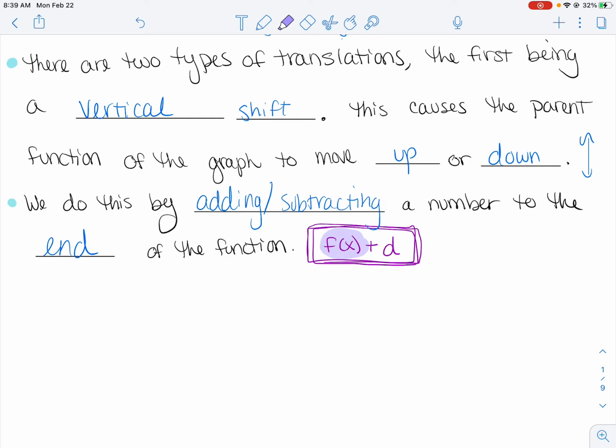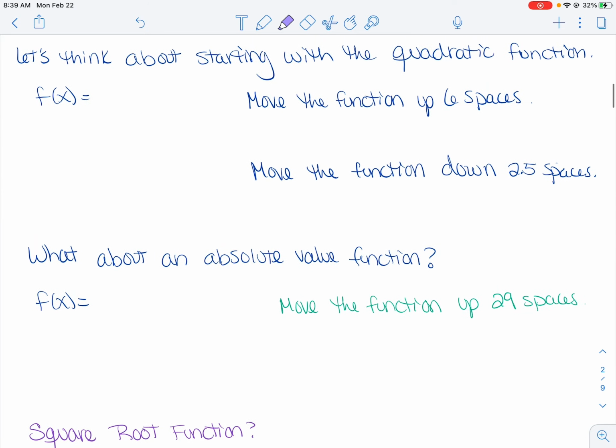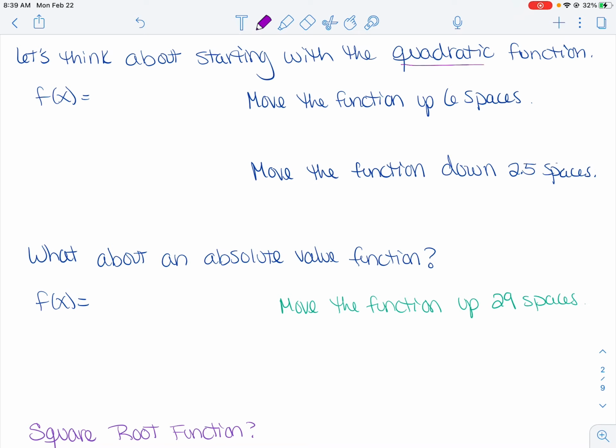So we're going to have whatever our function is, and I just wrote f of x because it could be quadratic, absolute value, square root, rational, all the parent functions we looked at. And then we're going to take whatever that function is, and we'll just add on a number, and I'm using d to represent that number at the end. If it's positive, the graph moves up. If it's negative, it moves down. All right, so let's try a couple and see what we come up with.